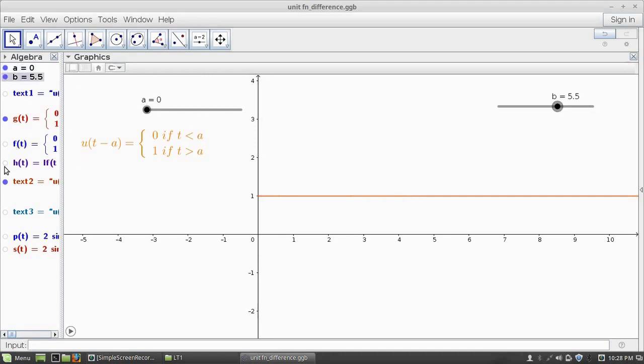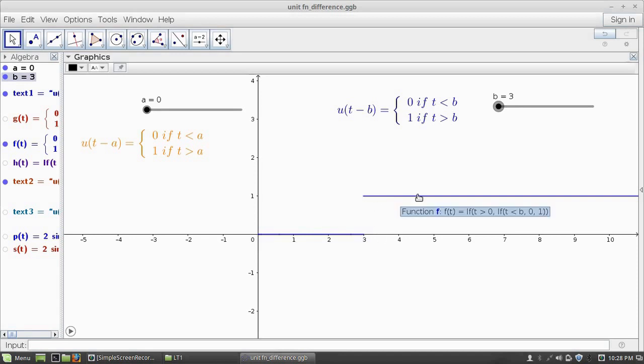Consider another unit step function u(t minus b), defined by 0 if t less than b and 1 if t greater than b. Suppose we are changing this. So the unit step function has the value 0 for t less than 3 and 1 for t greater than 3. Next we take the difference of two unit step functions u(t minus a) and u(t minus b), where the value of b is greater than a.